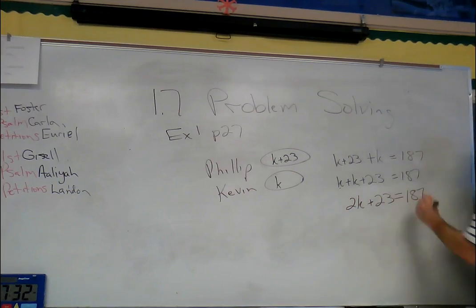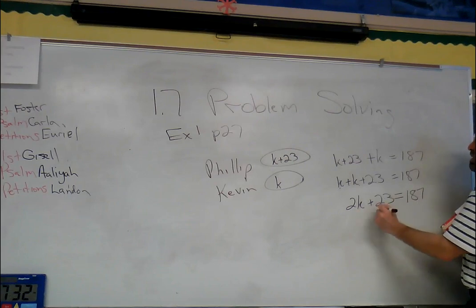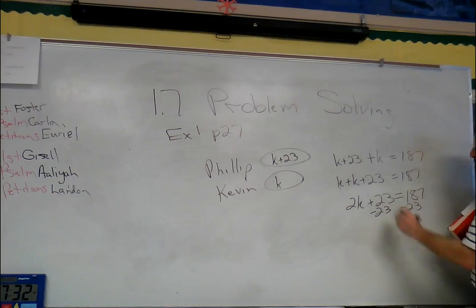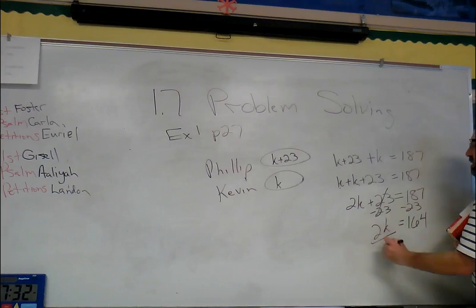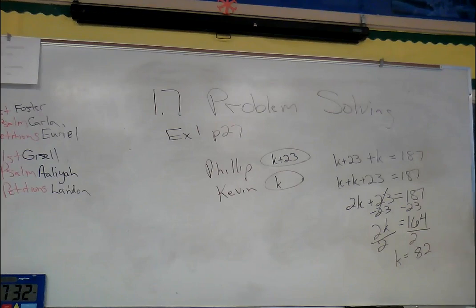Now this takes us back. Should have done this previously. We've got a 2-step equation. Here's our variable. We want to get rid of our constant term by doing the opposite. So we're going to subtract on both sides. 187 minus 23 is 164. That goes away. We're left with 2K, so we're going to divide by 2. K equals 82. So is that how we finish the problem?